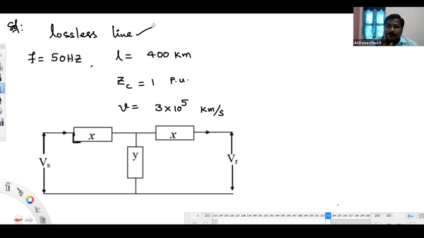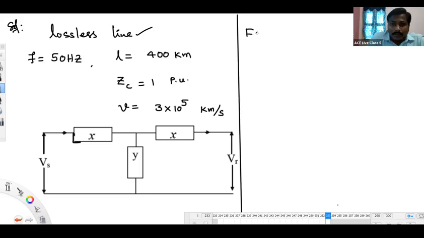For a lossless line, parameter A equals D equals cos βL, parameter B is jZC sin βL, and parameter C is j(1/ZC) sin βL. But in case of the T model, only parameters A and C calculations are sufficient, because C itself is the shunt element.